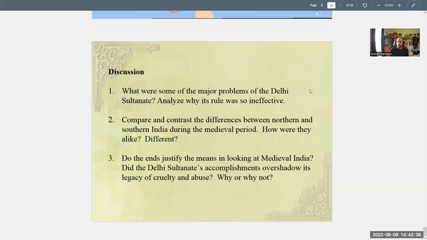Again, there's no right answer or wrong answer. It's just essentially to have a judgment and then back it up with evidence, which has been kind of the theme of the course since the beginning. Questions? Everybody good on India?